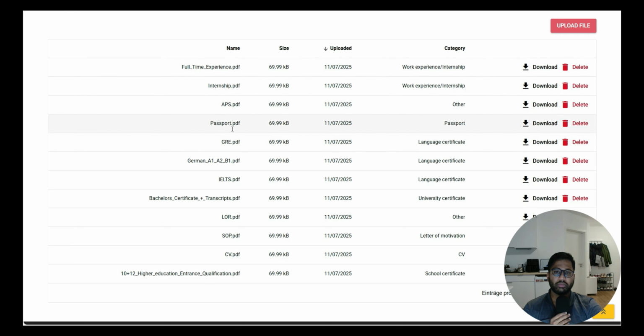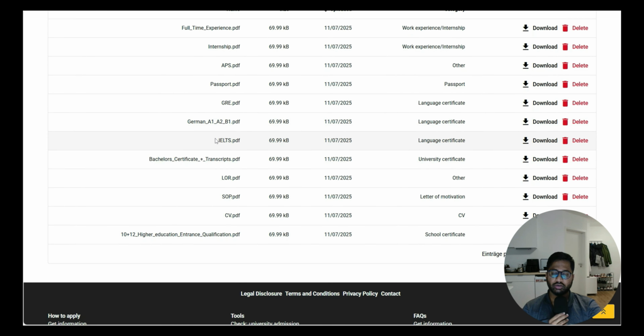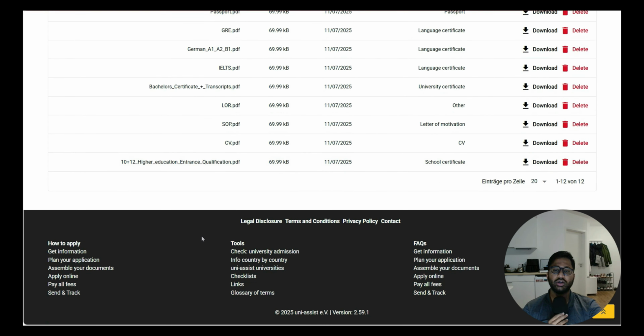Yes, we have uploaded passport, GRE, German A1, A2, B1, because for this particular course we need to have B1 done. So if you are a person who is applying with German A1, A2, then you will get a conditional admission. If you have done B1, then you will get direct admission. If you are a person who has not done any German, then please don't apply, then you will get rejection for sure. Then IELTS, you need to have 7, 6.5, bachelor's certificate, letter of recommendation, a statement of purpose, which is your letter of motivation, CV, and your schooling certificate.